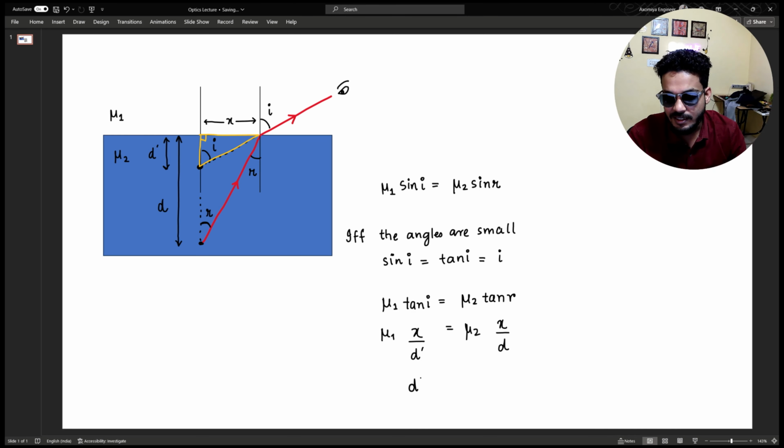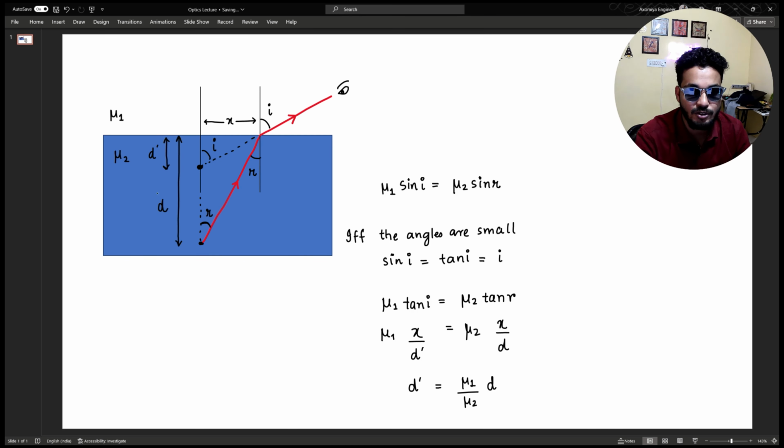So from here, d dash comes out to be mu1 by mu2 into d. Now this is very, very powerful. You're telling me if you know the refractive index of the two mediums, and you also know the depth at which the object is kept, you can find the apparent depth by simply taking the ratio of those refractive indices and multiplying the actual depth, and you get d dash.